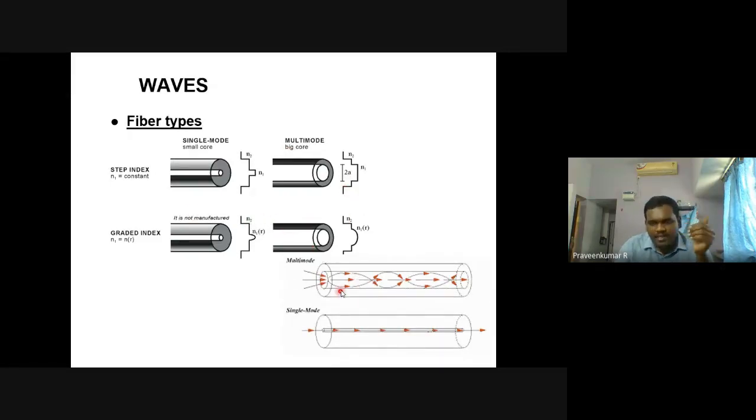If it is a multi-mode signal, the signal will travel inside the fiber material, or inside the core, like this. If it is single mode, only one mode will travel, or it will occupy the entire core area. So that is the thing about your single mode and multi-mode system.